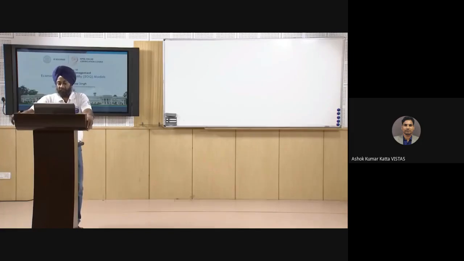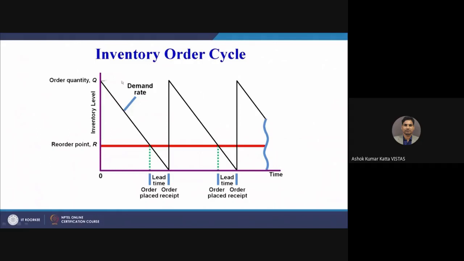Now this is the inventory order cycle on your screen. On the y-axis we have the order quantity, or we can also call it the inventory level, or the number of components that are available in the warehouse or the storehouse. So it is being represented by Q. On the y-axis we have the quantity. On the x-axis we have the time. You can see here it is time.